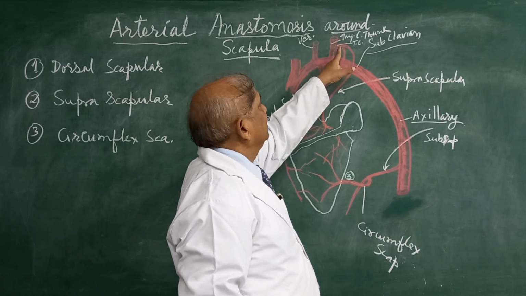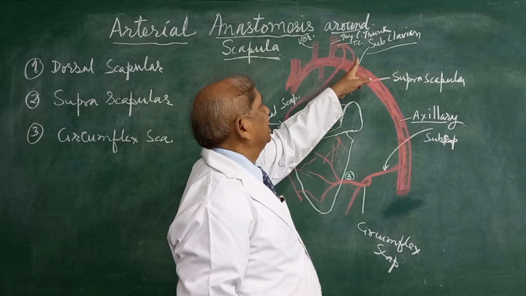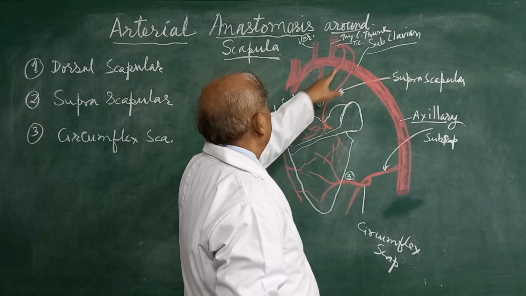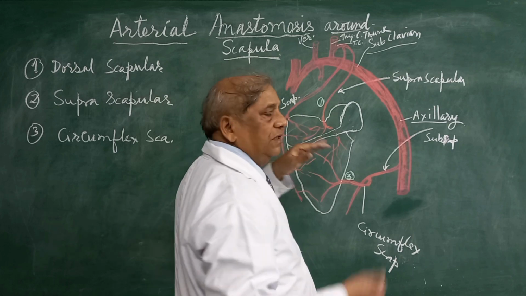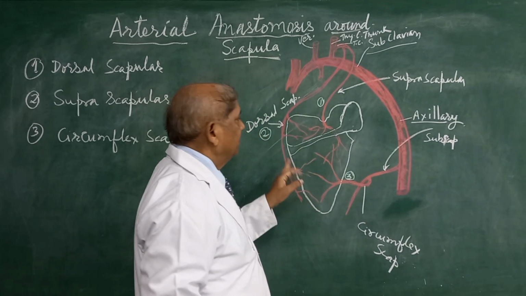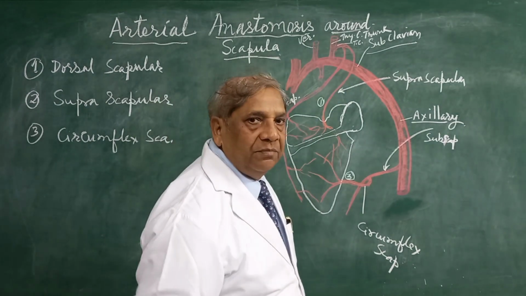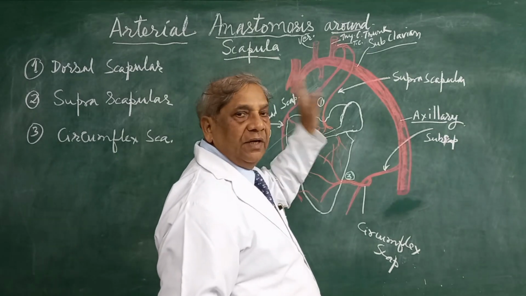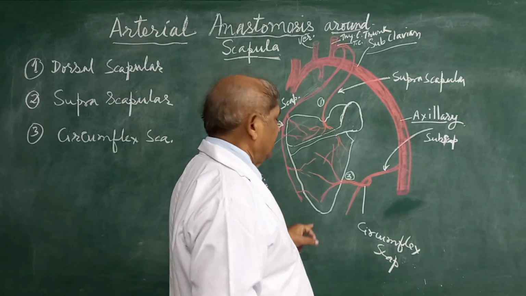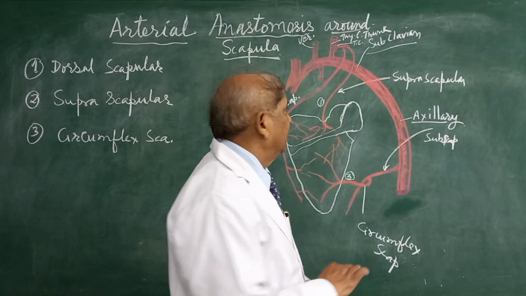And then this is the transverse cervical branch, which will give two different branches. One is called the dorsal scapular, which will come on to the dorsal aspect of the scapula near the medial border. This is the midline. So this artery is coming on to the back, and this is close to the medial border of the scapula. This is called the dorsal scapular artery.